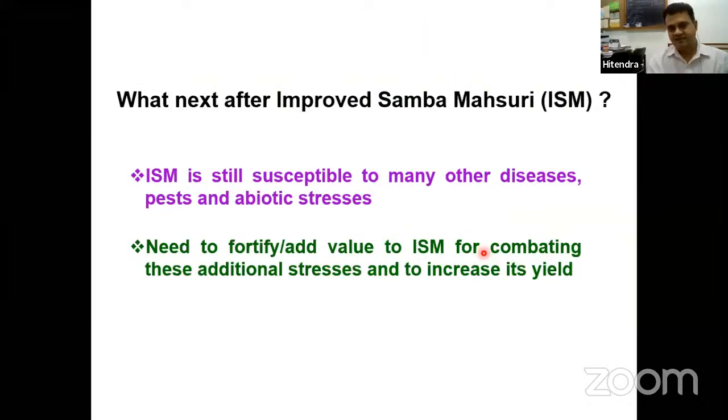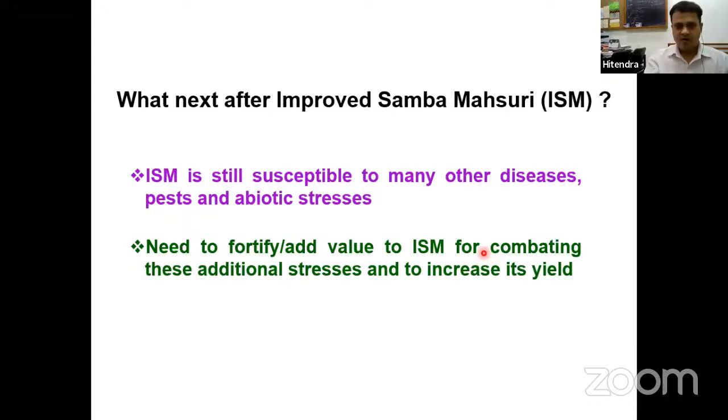So what next after improved Samba Masuri? Improved Samba Masuri is resistant to bacterial leaf blight disease. But rice has many other diseases. There are fungal diseases, and there are several insect pests. So we need to add value, or fortify, for those additional biotic stresses, and also for abiotic stresses, and also to increase the yield.